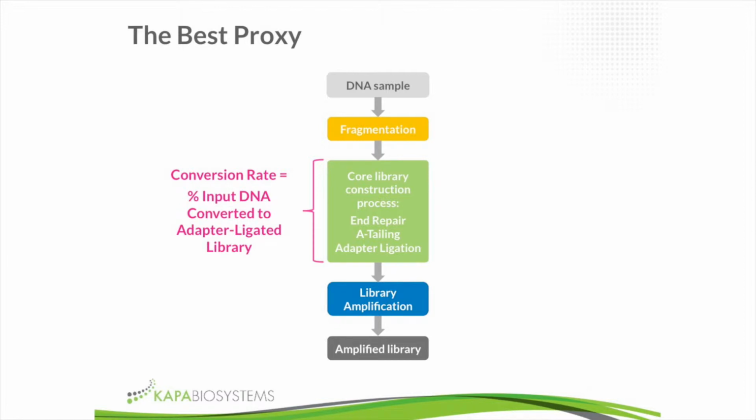And because absolute yields of post-ligation libraries aren't very useful when comparing across different inputs and sample types, we define this term conversion rate. This is essentially the percentage of input material that becomes adapter ligated library. Using this normalized metric, we were able to benchmark performance, and that really guided our efforts towards making those performance and workflow improvements over the past few years.